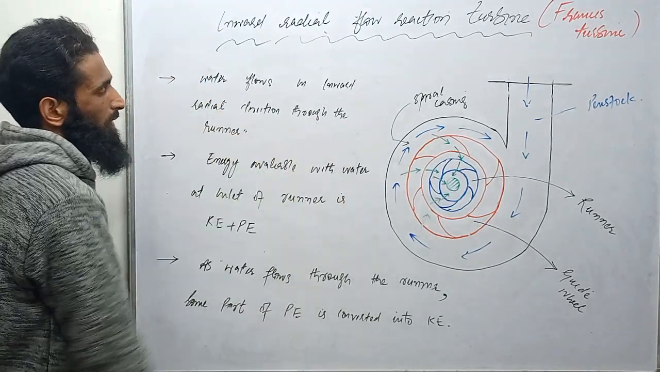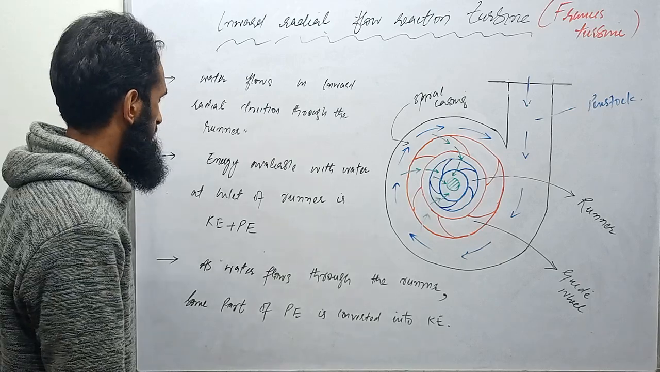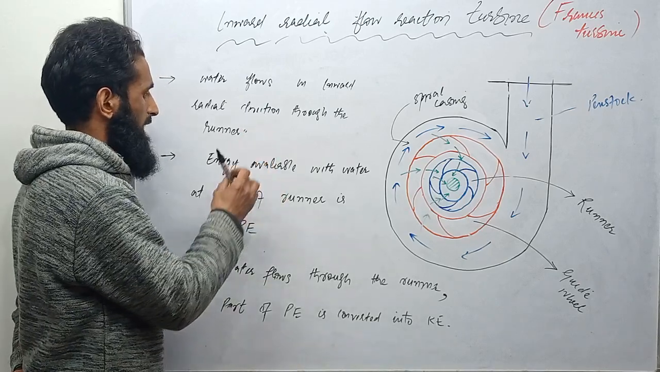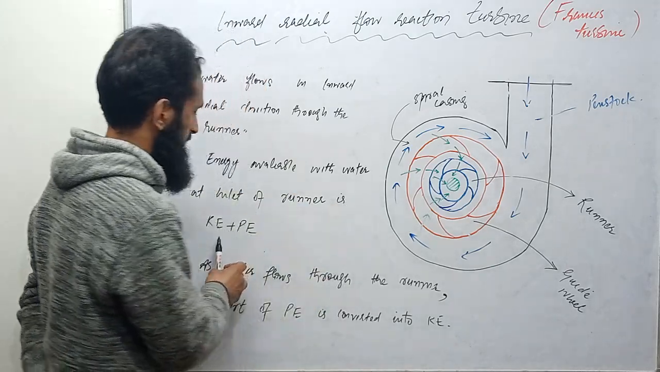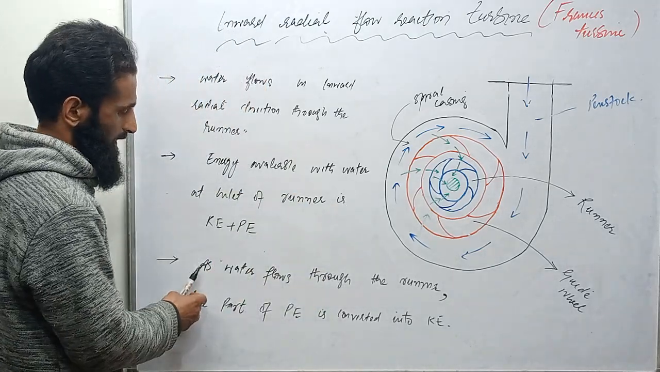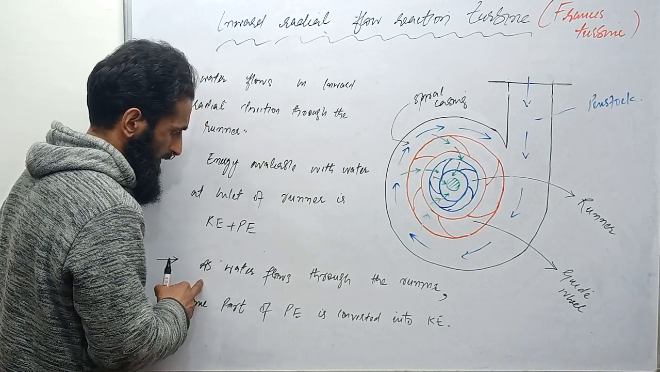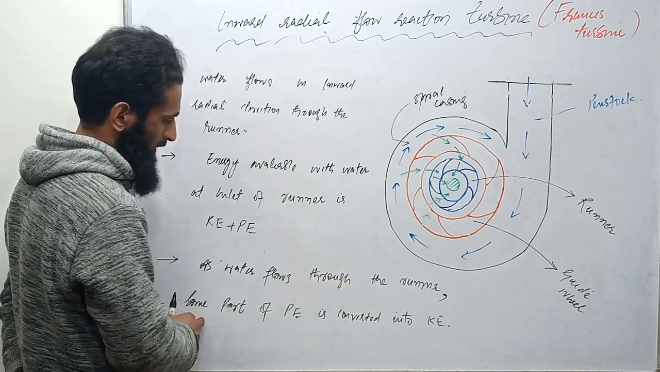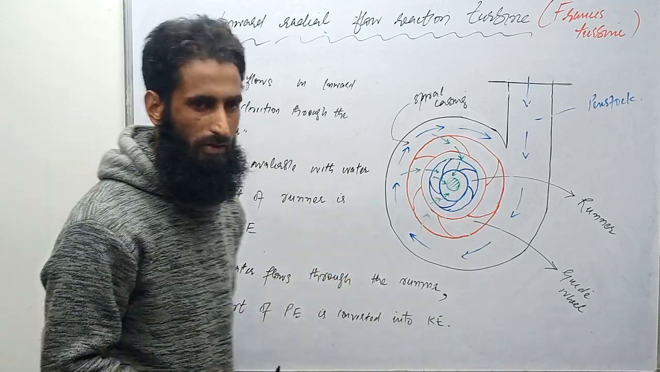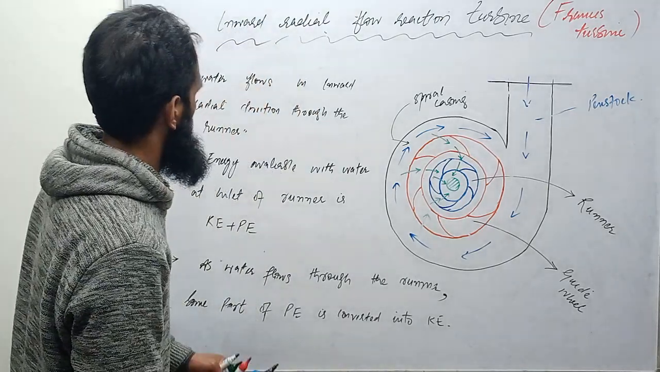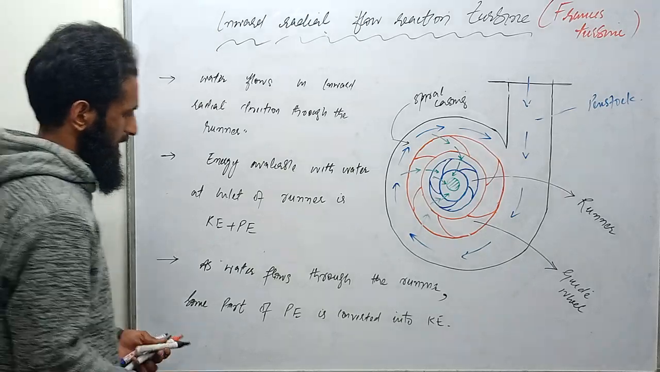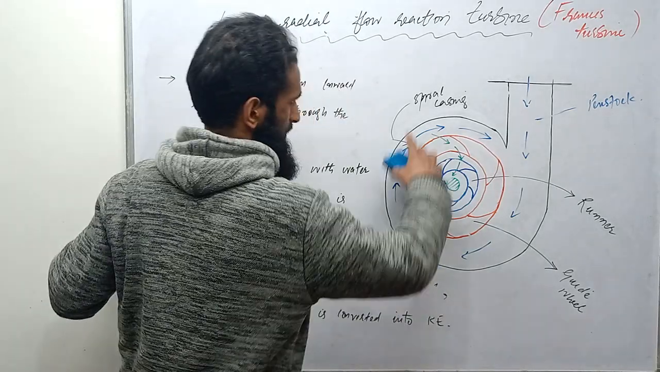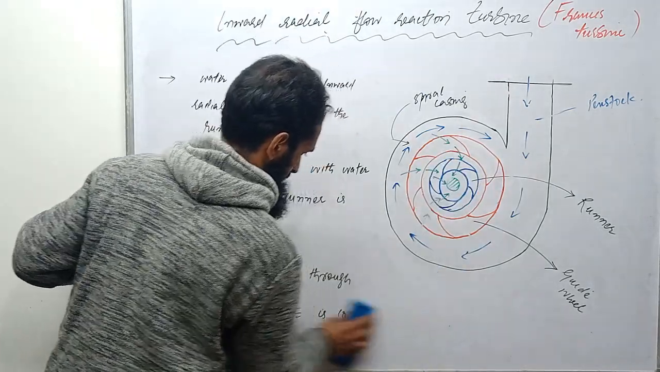Okay, so these are the three important things about inward radial flow reaction turbine. First is that water flows in inward radial direction through the runner, and second thing is energy available with water at the inlet of runner is kinetic energy plus pressure energy, and third thing is as water flows through the runner, some part of pressure energy is converted into kinetic energy. So these are the three things about inward radial flow reaction turbine. Now we will discuss this setup in detail.